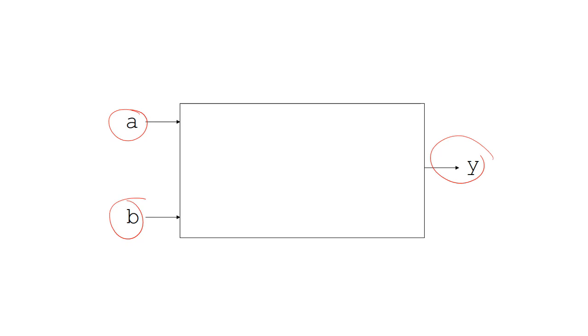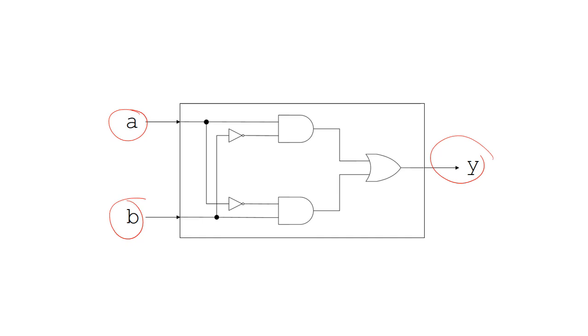Now, if we consider this to actually be an XOR gate, the actual implementation of the XOR gate is inside. So we know this externally is an XOR with inputs A and B and output Y, and the actual inside, the actual implementation, we know is given by this combination of logic gates.